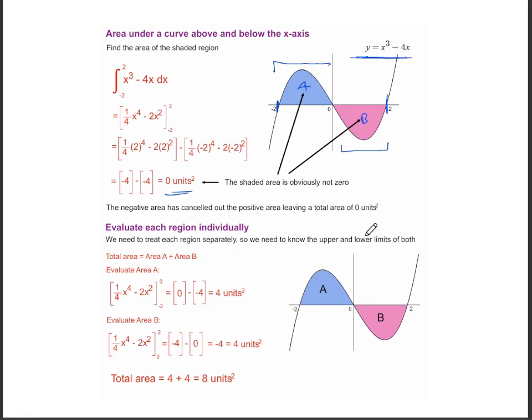So for that, we'll need to know the upper and lower limits of both of these regions. The lower limit of A is negative 2, upper limit of A is 0, lower limit of B is 0, and upper limit of B is 2. This gives us this evaluation right here. Obviously, the integration part stays the same. Our two limits for A are 0 and negative 2, which gives us 4 units squared. And the other side is going to be 0 and 2, which is going to give us again 4 units squared, obviously negative 4 since it's below the x-axis. And so for the total area, we just add the 2, both in positive form. That will give us 8 units squared, which is the actual area under the curve from negative 2 up to 2. So we have to be very careful when evaluating areas because of this negative side.